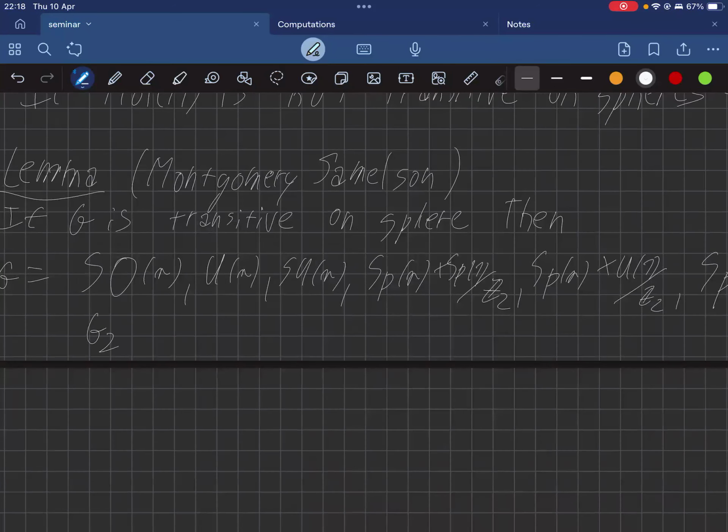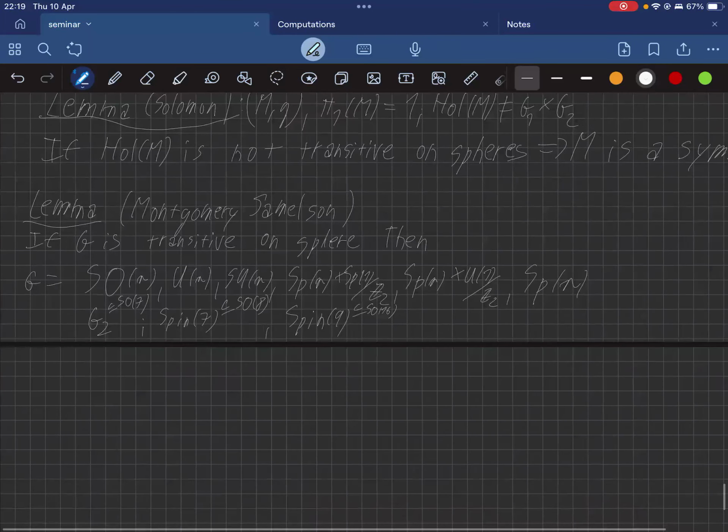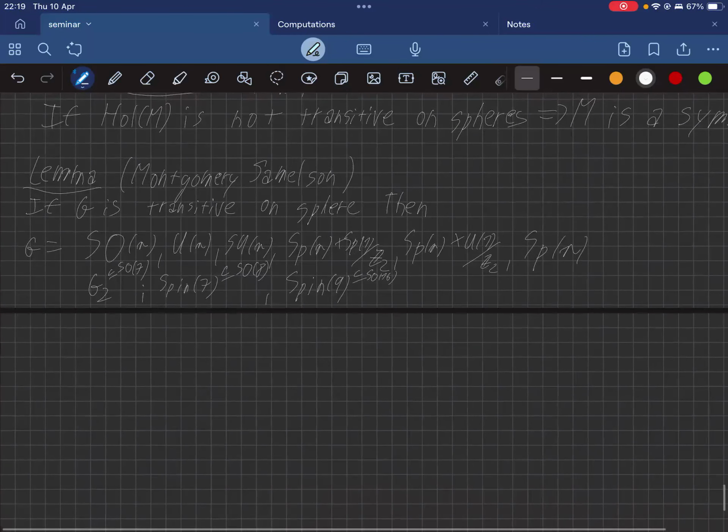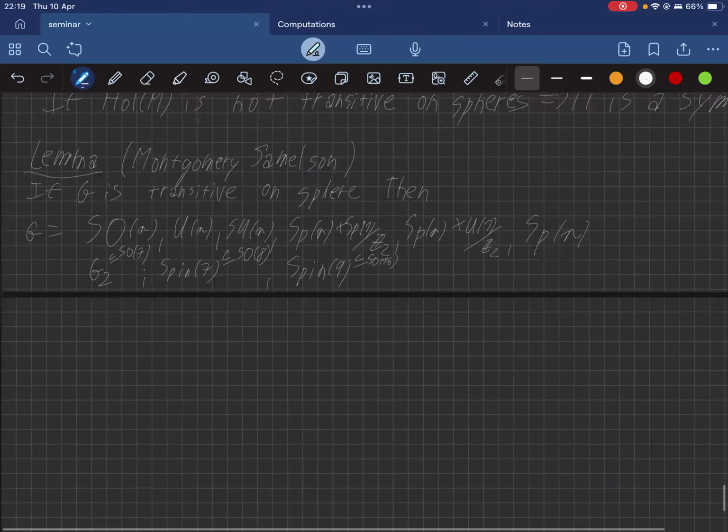So it's either G2. G2 is in SO(7), it acts transitively on the 6th sphere, or it's Spin(7) that acts transitively on the 7th sphere, or it's actually Spin(9) that acts transitively on the 15th sphere, sorry. All right, so that's quite a short and nice list. And the question is, can all of these be holonomies for some manifold, right?